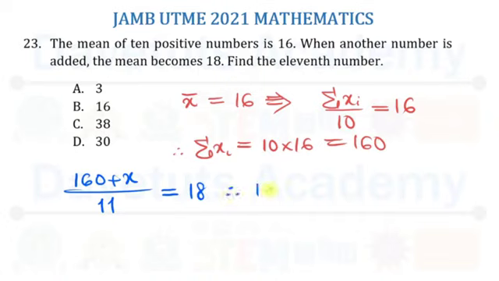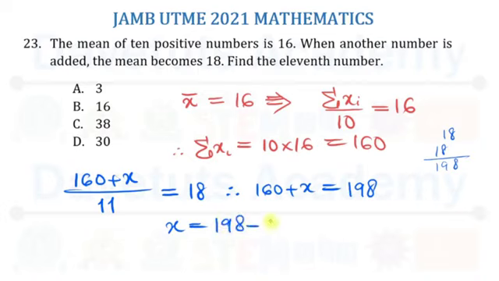If you cross multiply, we just have 160 plus x is equal to 18 times 11. 18 times 11 will be 18 multiplied by 11. So 198. Good. So that is 198. So that x, the new number, is 198 minus 160. What's 198 minus 160? That will be 38. And looking at our options, we can see 38 reflecting in option C.